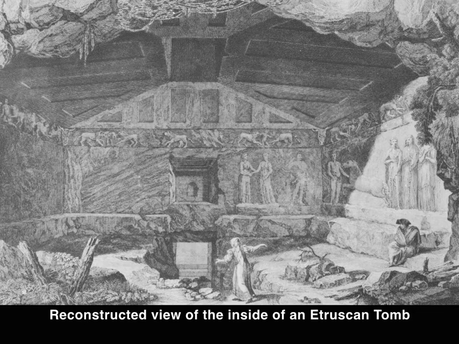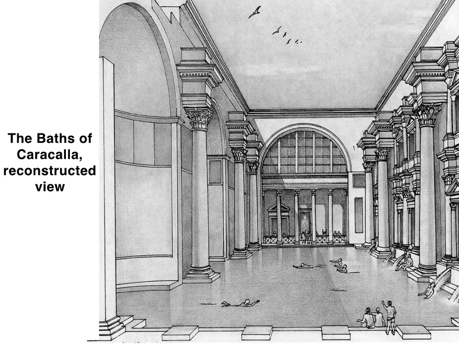But the atrium does not only appear in houses. This is a reconstructed view of a swimming pool inside an imperial Roman bathhouse. The building is named after the Emperor Caracalla. It was built in Rome in about 212 CE.